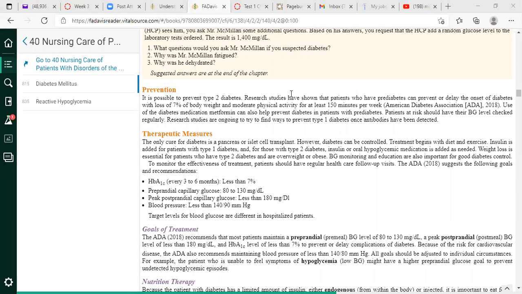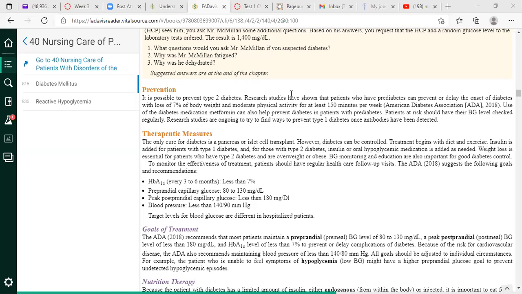It is possible to prevent type 2 diabetes. Research studies have shown that patients who have prediabetes can prevent or delay the onset of diabetes with loss of 7% of body weight and physical activity for at least 150 minutes per week. American Diabetes Association.